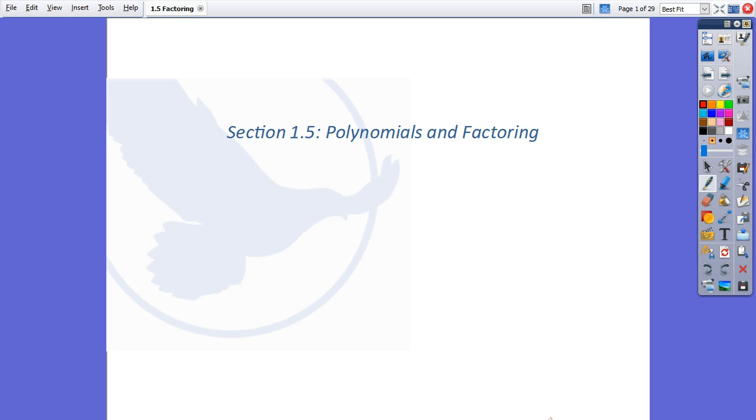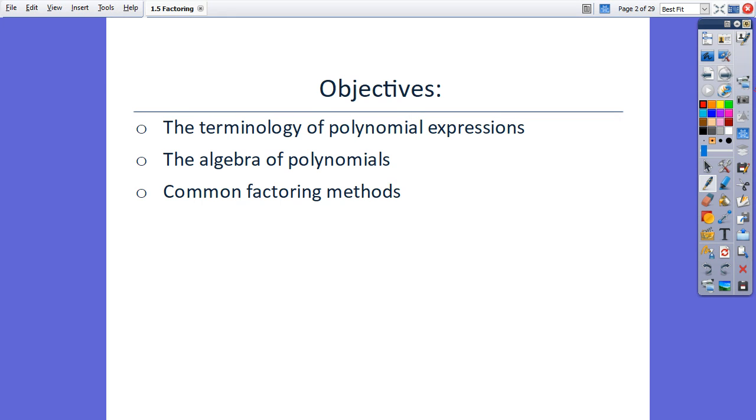Okay, we're going to be looking at section 1.5, polynomials and factoring, and I'm going to split this into two videos, so not quite as long. We'll look up until factoring. So we'll do polynomials first, and then in the second video, we'll look at factoring.